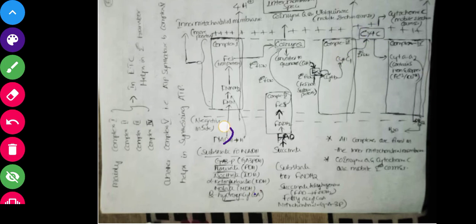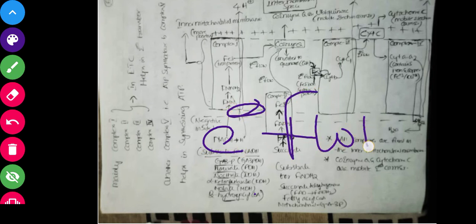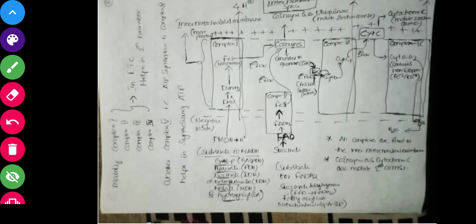When the electrons are flowing, what will happen? The energy will be developed. In complex 1, it developed 12 kilocalories of energy. In complex 2, it will develop very little energy. In complex 3, it developed 10 kilocalories of energy. Here also, in complex 4, 10 kilocalories of energy.